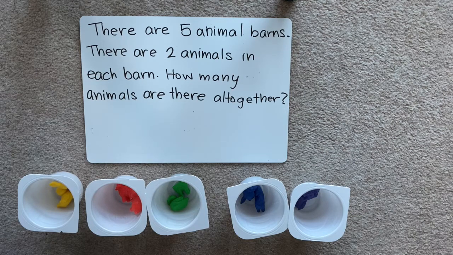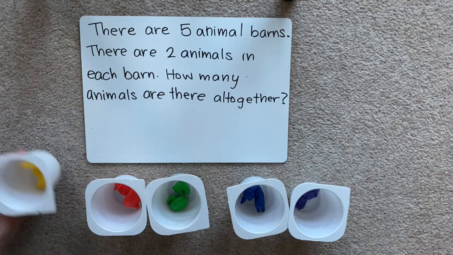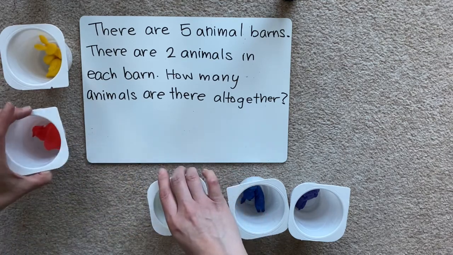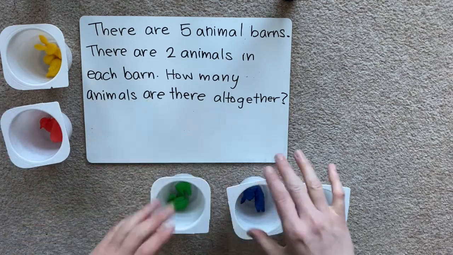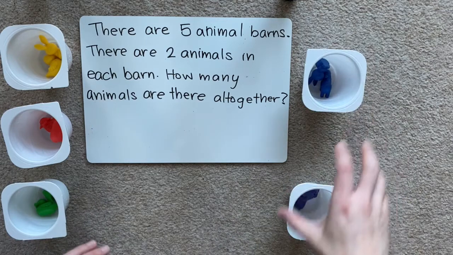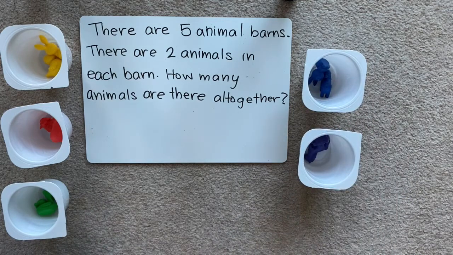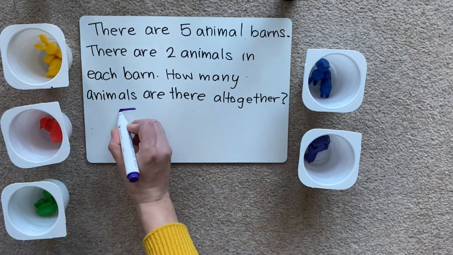So how many animals are there all together? I'm going to count up in 2s. 2, 4, 6, 8, 10. There are 10 animals all together. I'm going to put them aside so we can write our groups of number sentence. So how many groups are there? How many barns do we have? 1, 2, 3, 4, 5. We have 5 barns.